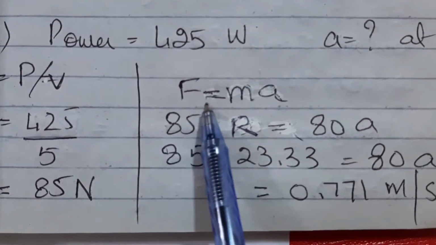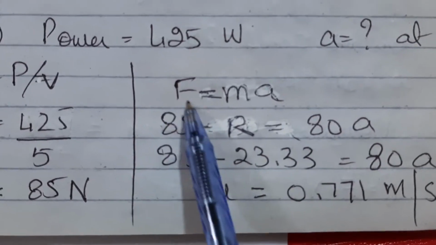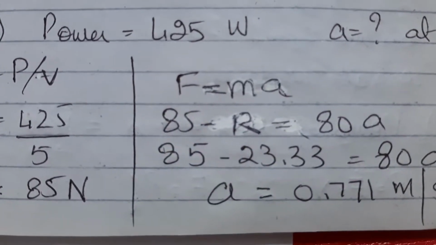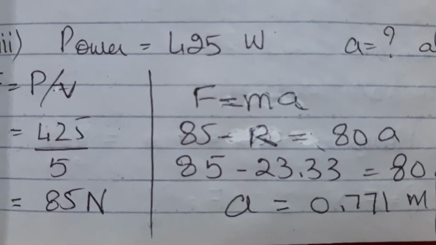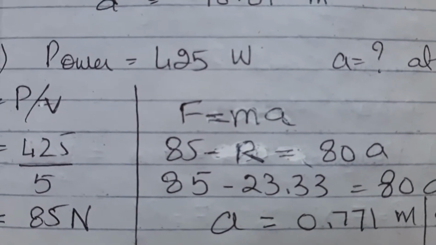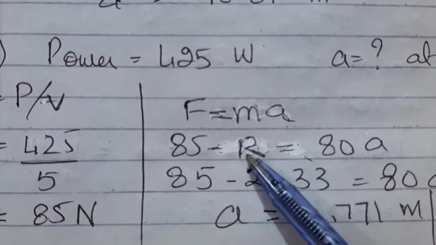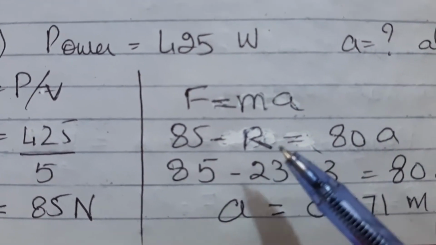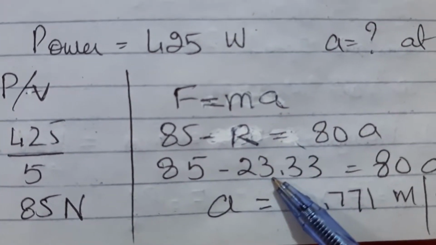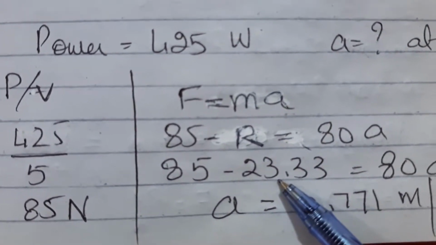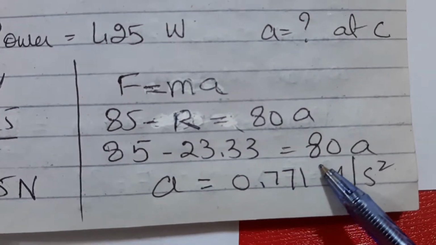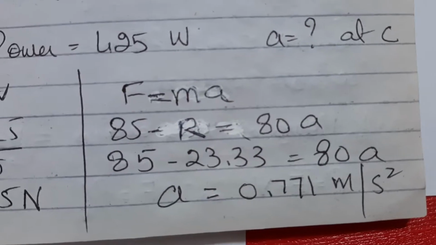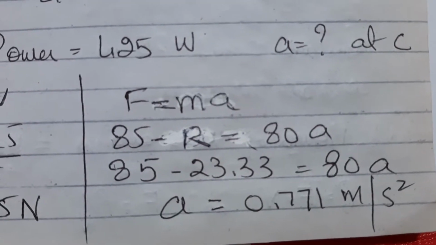So I'm using Newton's second law, F equals ma. Now this was the forward force, which was generated because of the power the cyclist was applying, and this was the resistance force we have just calculated in part 1 above. So I'm substituting the resistance force because it is the same throughout the motion, and it equals mass times a. Calculating it gives me acceleration 0.771.